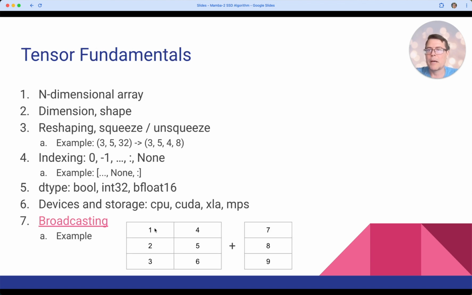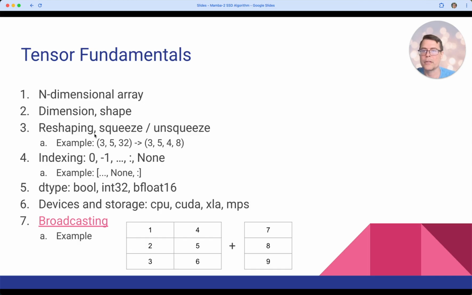PyTorch is all built on top of tensors, which you can think of as multi-dimensional arrays or multi-dimensional matrices. These tensors have various dimensions. You can see that this is a 3x2 matrix. Here's an example of a 3x5x32 tensor. And so the shape refers to the set of sizes. So it tells you how many dimensions you have and how many entries you have in each dimension.